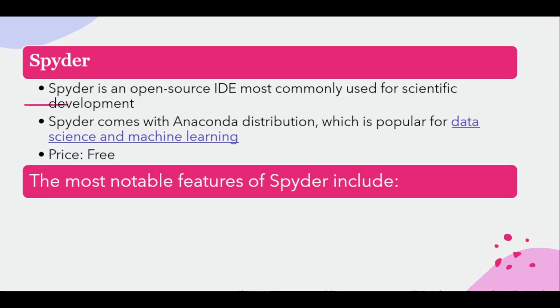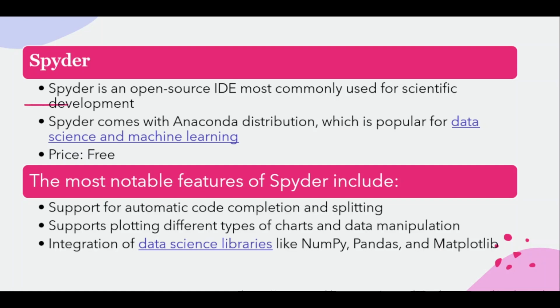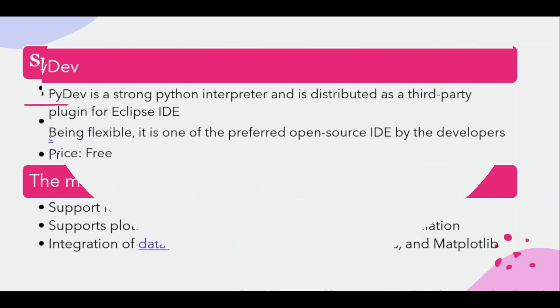The most notable features of Spyder include its support for automatic code completion and splitting. It also supports different types of charts and data manipulation. It has integration of data science libraries like NumPy, Pandas, and Matplotlib.